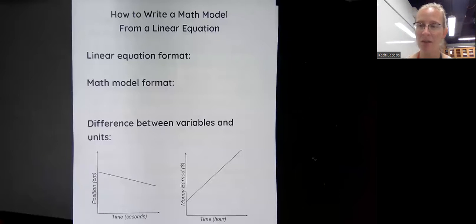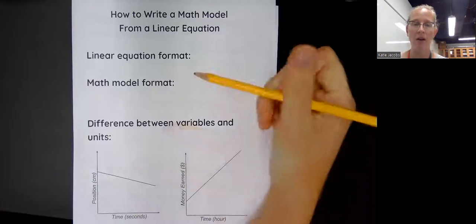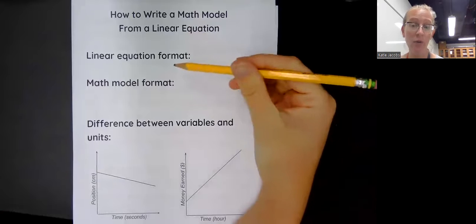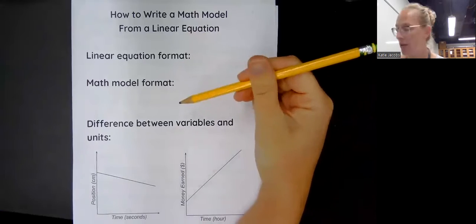Hi, this is Mrs. Jacobs, Naperville North physics teacher, here to do a tutorial about how to write a math model from a linear equation. The first thing I want to talk about is what is the format of a linear equation and how is that different than a math model?